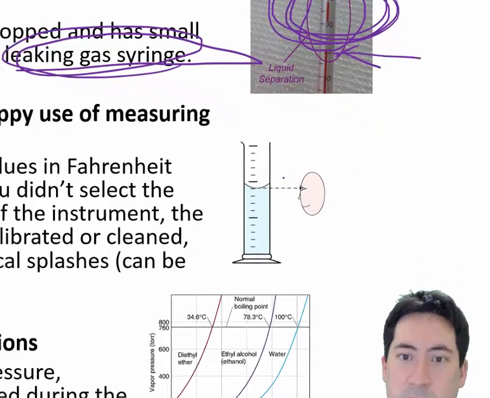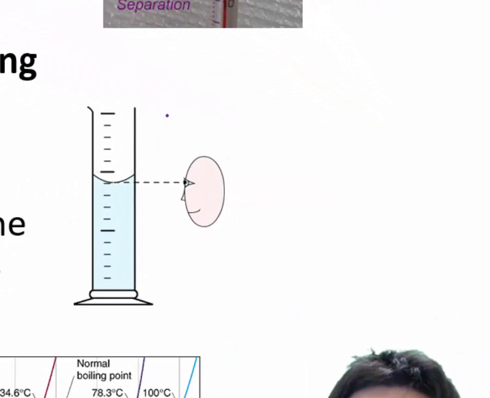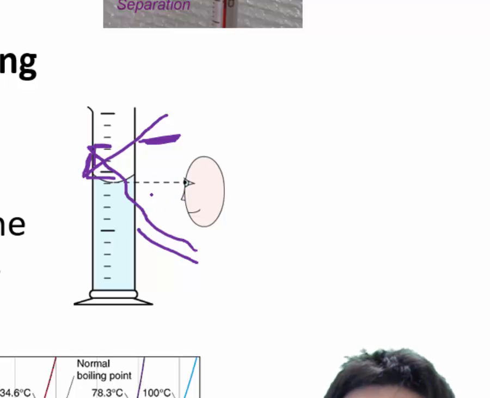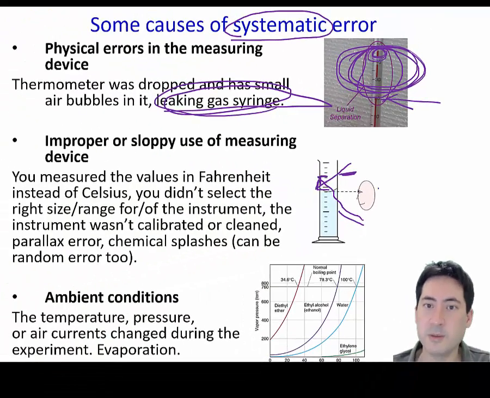Another problem would be parallax errors. If you're reading the meniscus from up here, you're going to think the reading's here. If you're reading it from here, you will think the reading was much lower. So that is a problem.